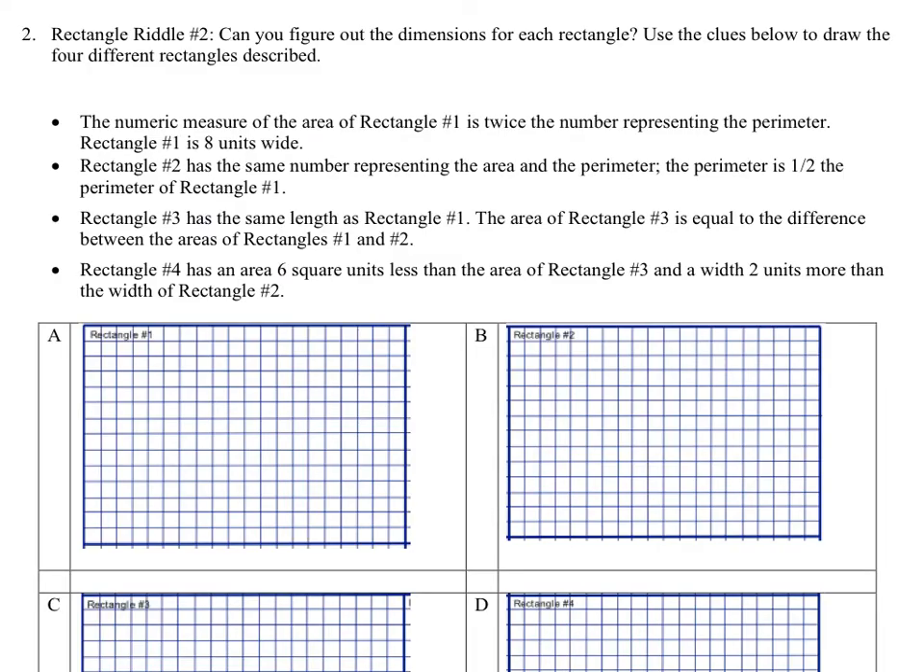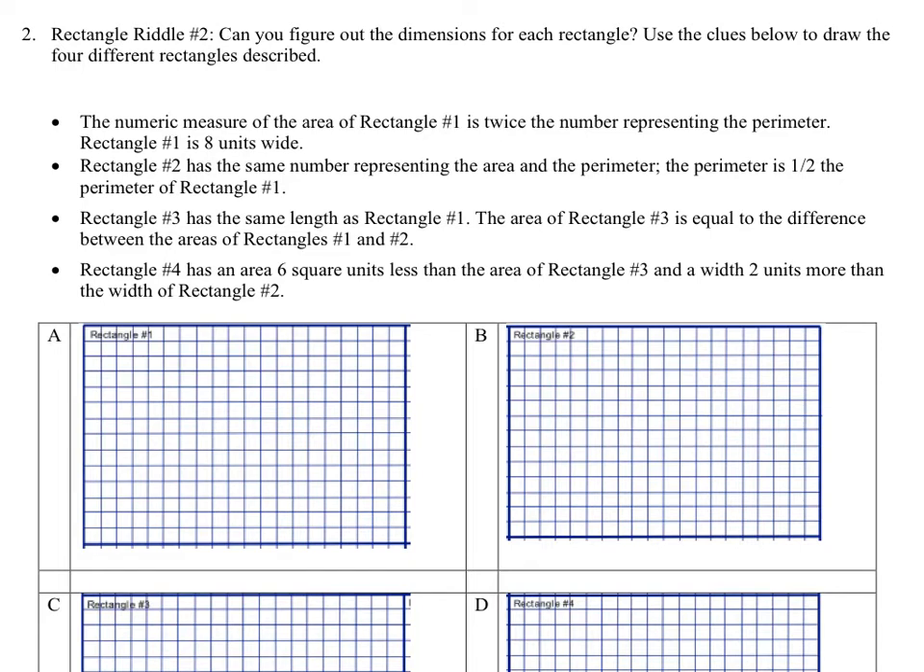Can you figure out the dimensions for each rectangle? Yes, we can. Use the clues below to draw the 4 different rectangles described. The numeric measure of the area of rectangle 1 is twice the number representing the perimeter. Rectangle number 1 is 8 units wide. Rectangle 2 has the same number representing the area as the perimeter. The perimeter is 1/2 the perimeter of rectangle 1. What? I'm just reading the clues right here. Yeah, but those don't make sense.